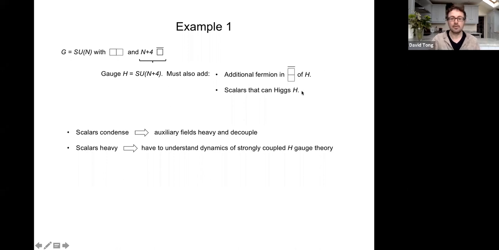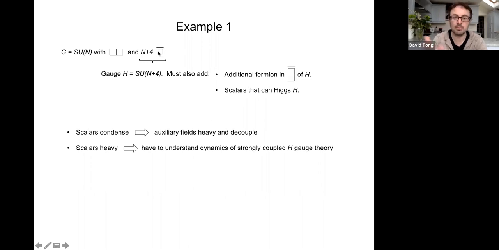All right. So what's the deal? When these scalars condense, everything becomes massive. But now what I do is I just take the potential for those scalars, I tune the mass squared from being negative to being positive. As the mass squared of these scalars becomes positive, they themselves decouple, but what I'm left with is a strongly interacting gauge theory. The strongly interacting gauge theory is SU(n+4) coupled to these fermions.